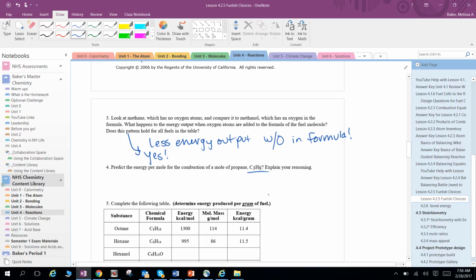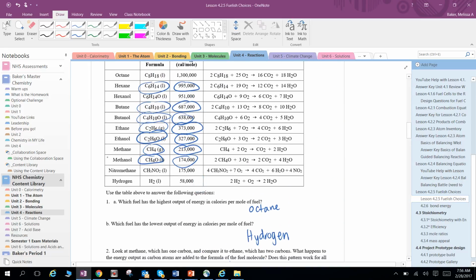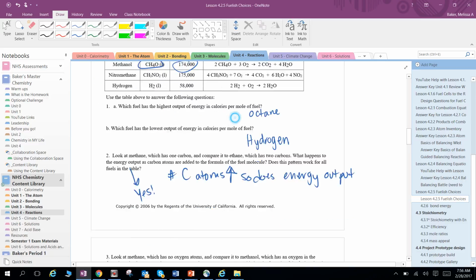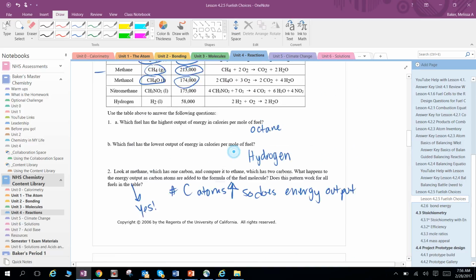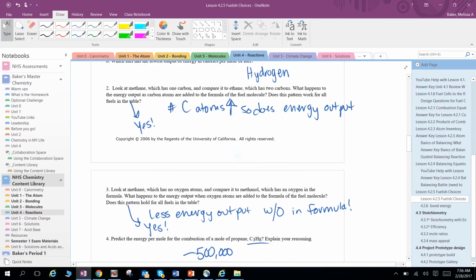And then what if we needed to predict the energy output for propane? Because it went 1 carbon, 2 carbons, 4 carbons. So I would guess somewhere in the middle of 687 and 373. Maybe around 500,000. The units were calories per mole.